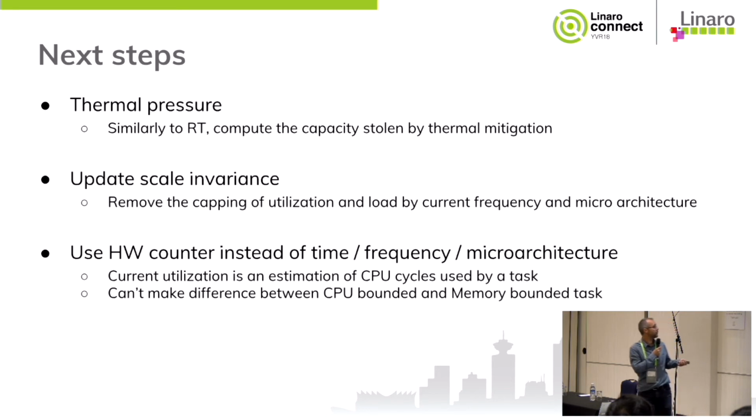And the next steps for us: one next step is that we would like to add the thermal pressure in this tracking mechanism. When you have thermal mitigation, you're just capping the max frequency, so you are stealing some compute capacity, and we want to take that into account. So when a CPU is capped because of thermal mitigation, we'll see that as some utilization that is no more available, so we can take that into account when placing tasks.